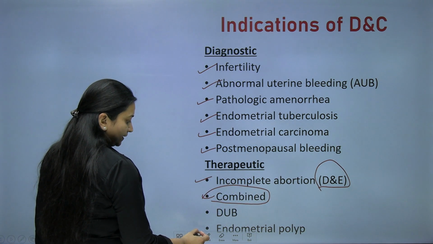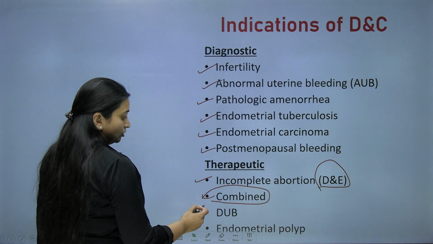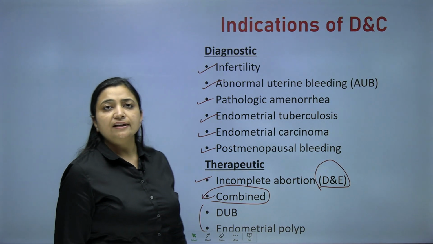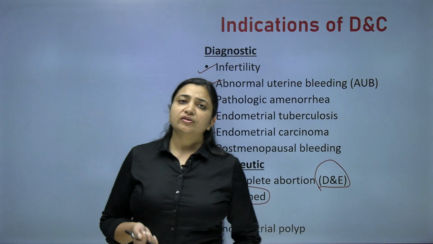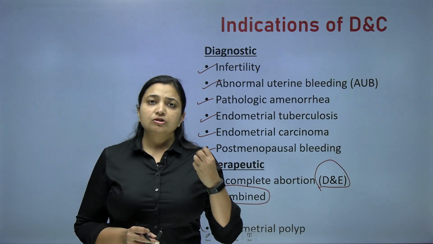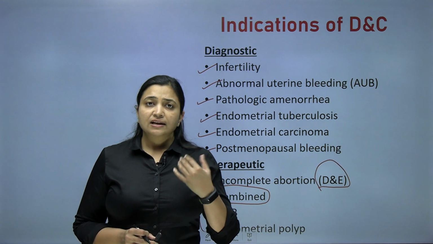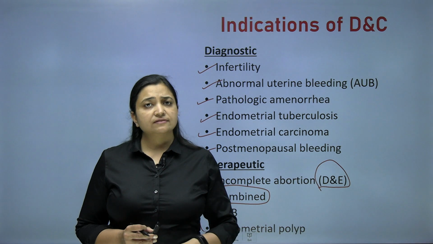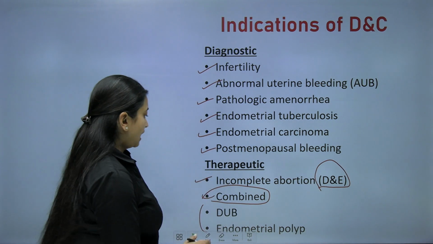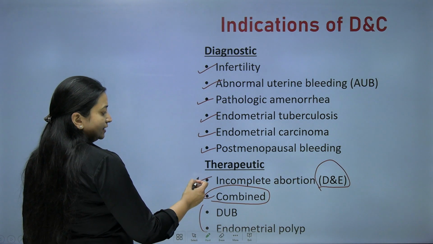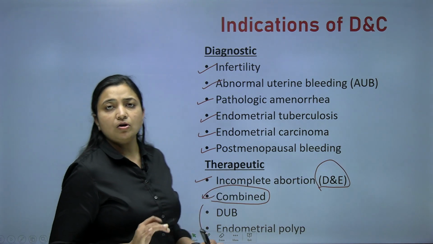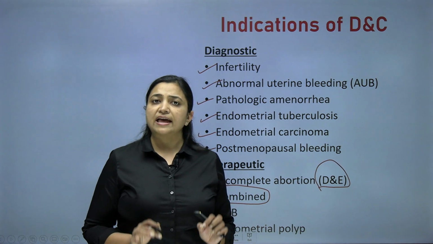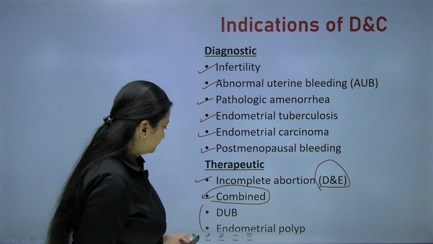Combined indication means both therapeutic as well as diagnostic. Endometrial polyp, DUB, that is abnormal uterine bleeding, or endometrial hyperplasia, where you want to check what is the cause, then you curette it vigorously. It can lead to diagnosis as well as therapeutic benefit. But yes, nowadays the main indication of D&E is incomplete abortion. Otherwise, almost in every case, hysteroscopy has replaced D&Cs.